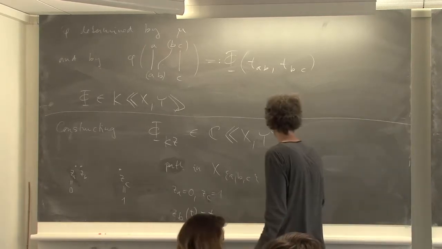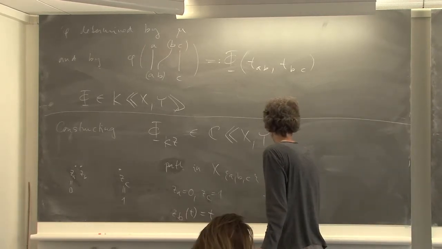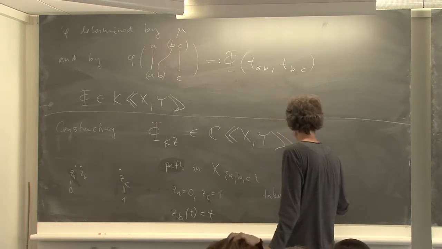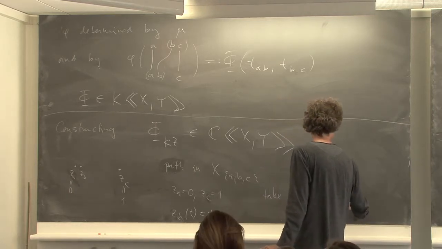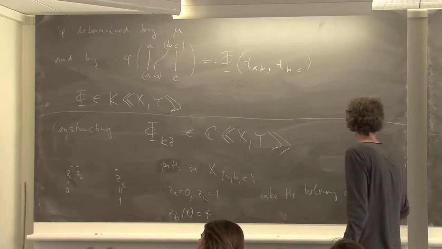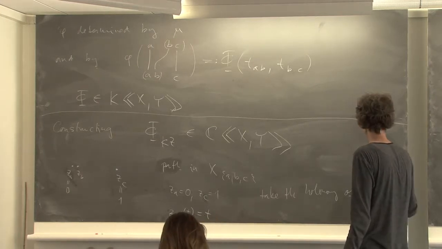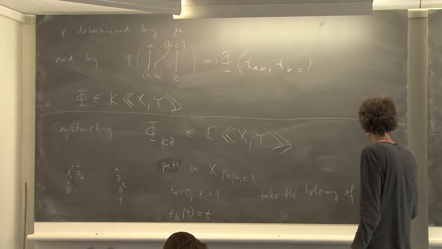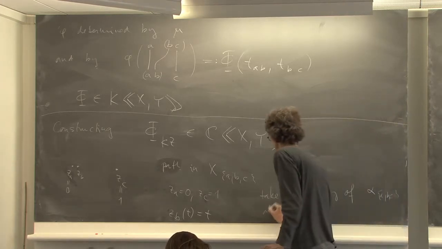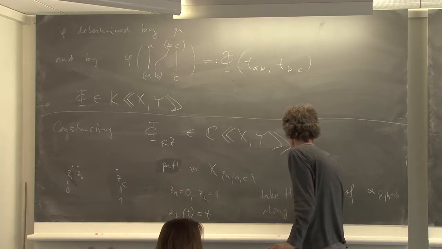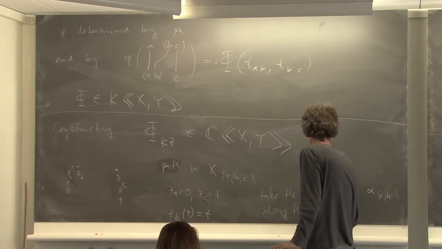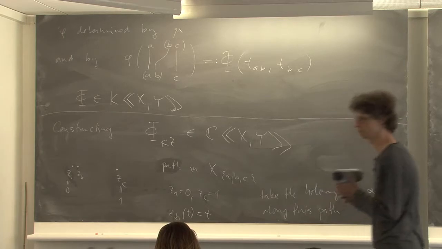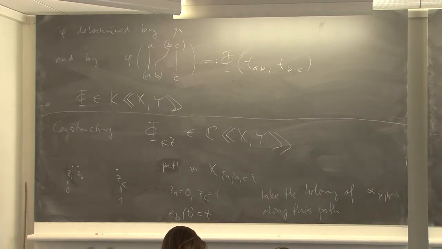And take the holonomy of our alpha, or if you want ABC, along this path. So let's just see what happens.